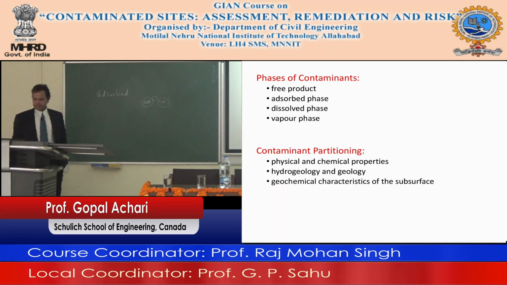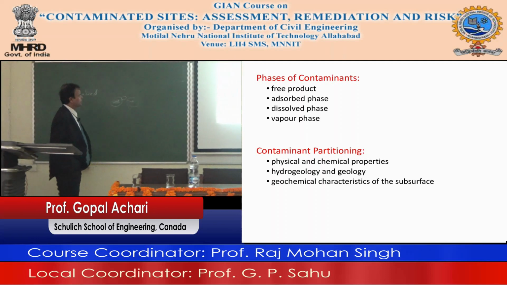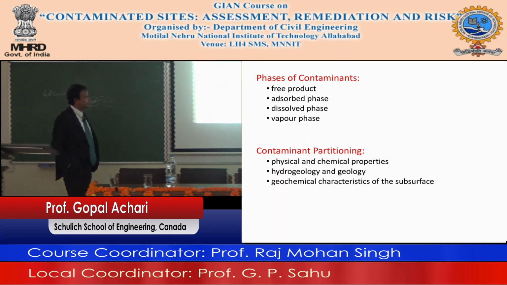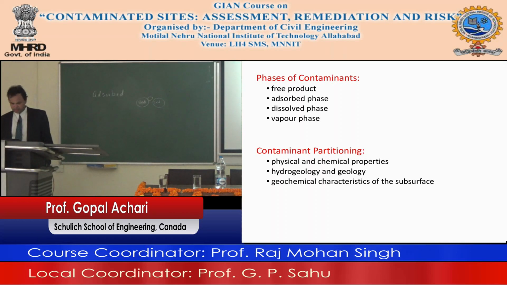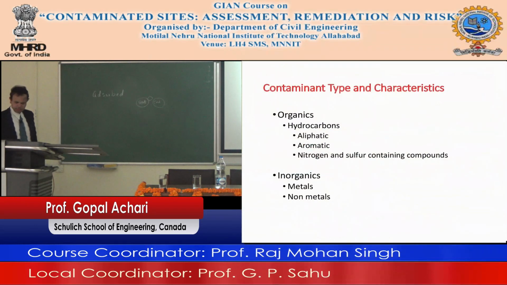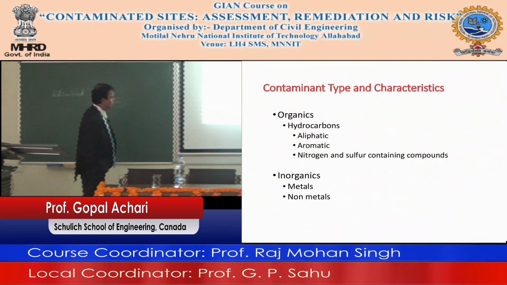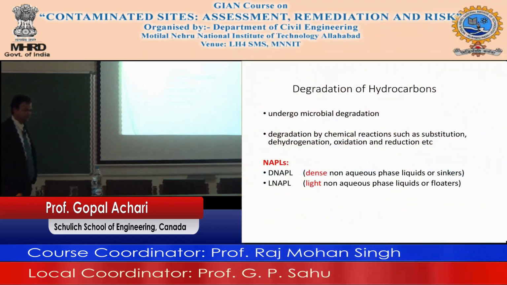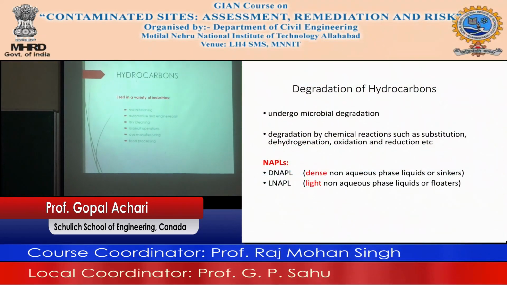So what are the contaminant types and characteristics? You've got organics, these are the simple ones: alkanes, alkenes, chlorinated solvents, aromatics. Inorganics, the main concern being metals. Hydrocarbons are used in a variety of industries such as metal finishing, automotive and engine repair, dry cleaning, asphalt operation, dye manufacturing, food processing, and so on. These are some examples. There are lots and lots more.